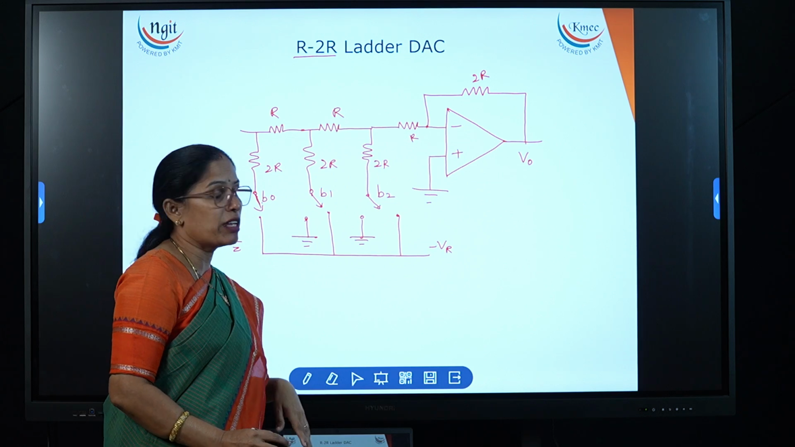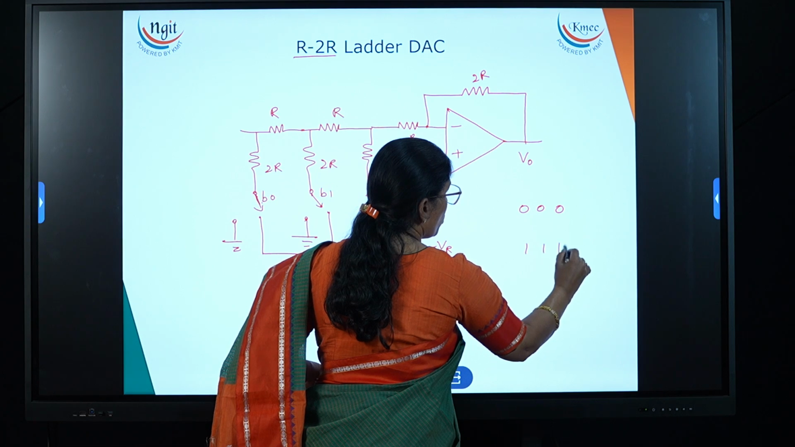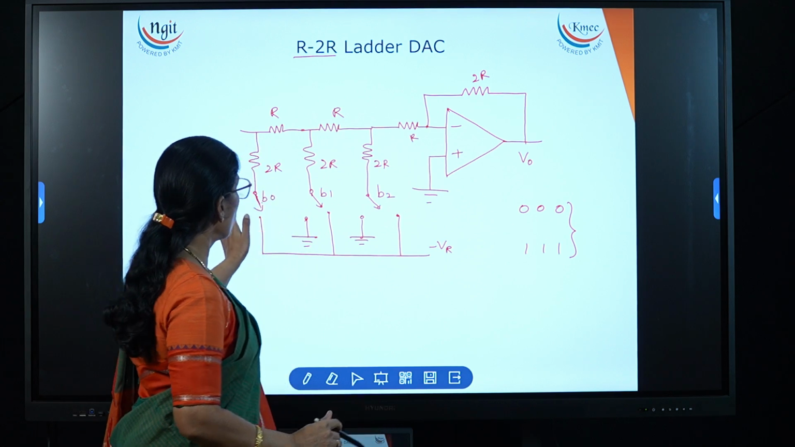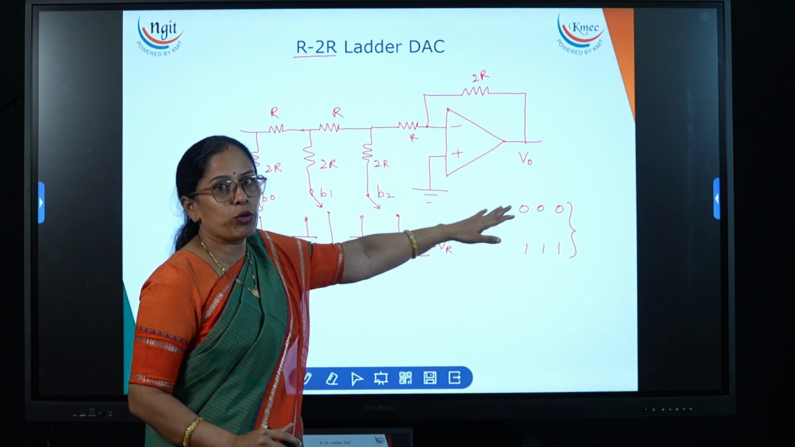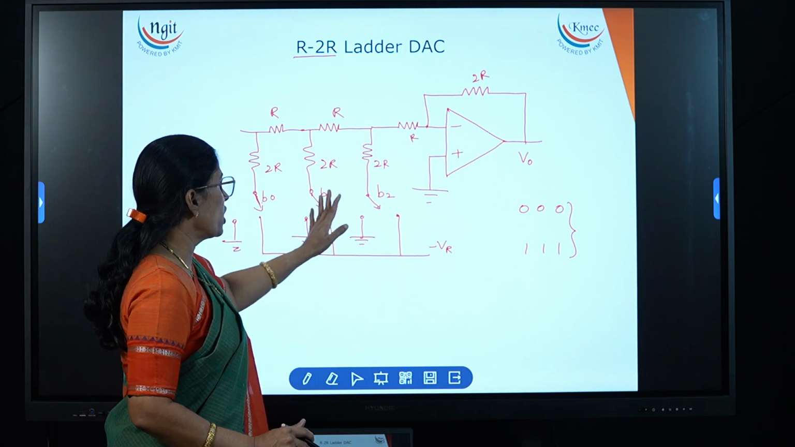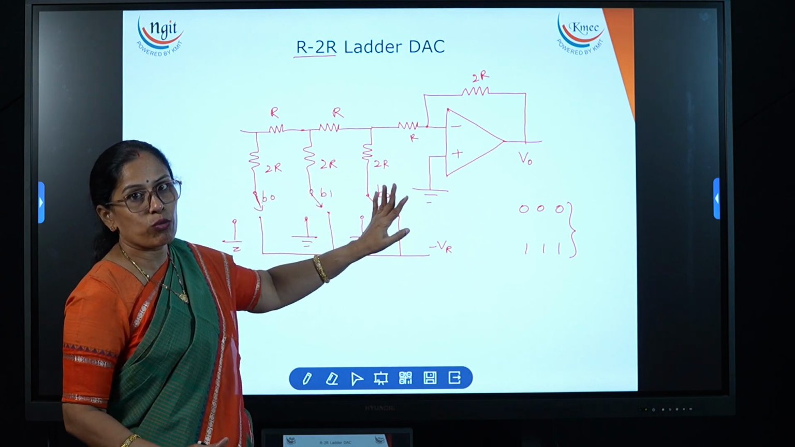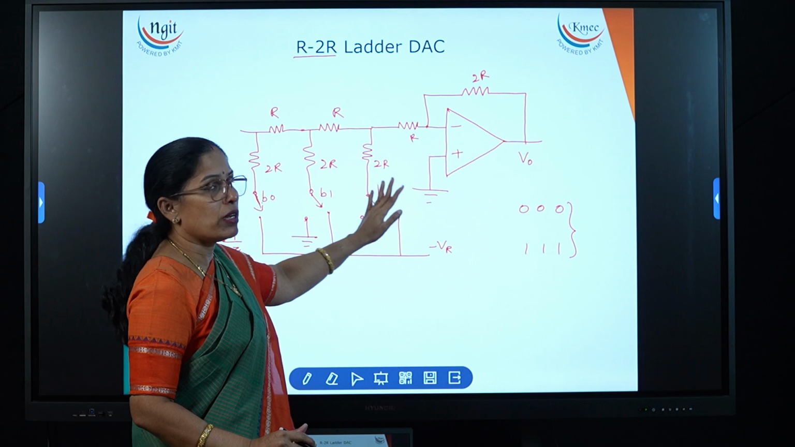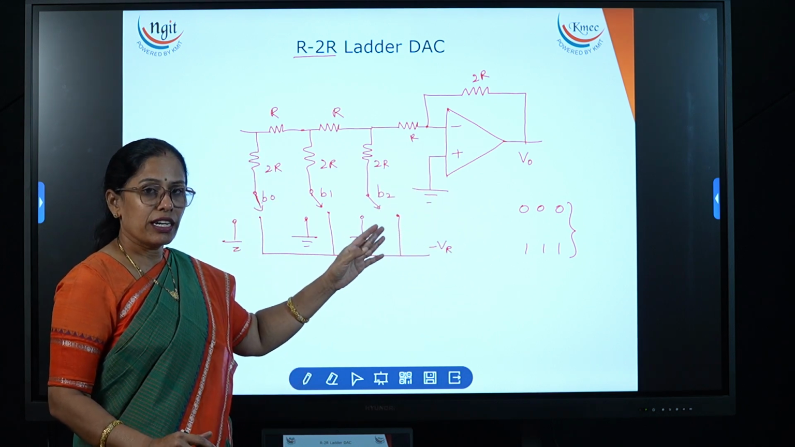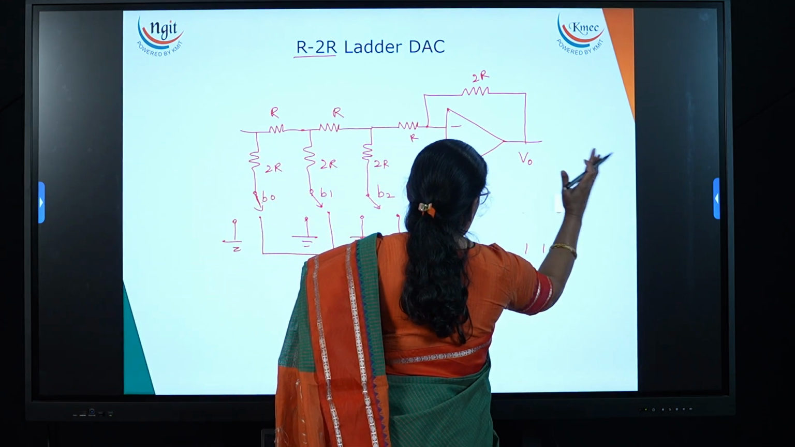So 3 bits I have taken means what? My inputs are from 0, 0, 0 to 1, 1, 1, total 8 combinations I will get. So for that, if I put all zeros, then what is my output? If only MSB is 1, then what is my output? If only the middle bit is 1, then what is my output? If only LSB is 1, then what is my output? If I know the individual bit magnitudes at the output, then by using superposition I can get the remaining combinations also. So this is about the R to 2R.